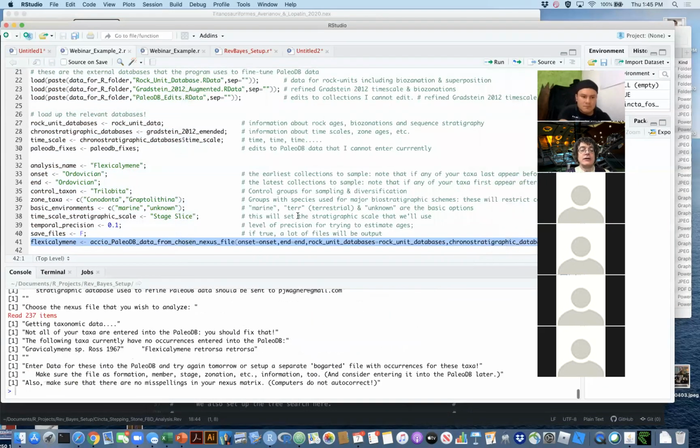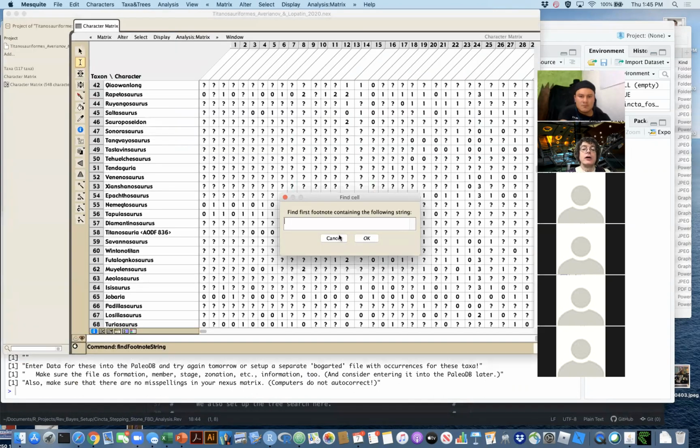It's getting the taxonomic data, and it's telling us that two of the taxa in there have no occurrences in the Paleodb. Now, there are a few reasons why this could be. In one case, it's going to have a really tough time finding this. And there are other situations where you're going to get that. This is really common in the vert literature.